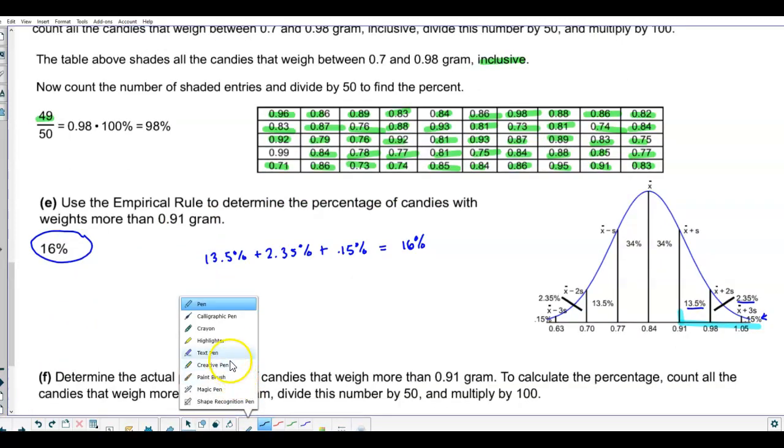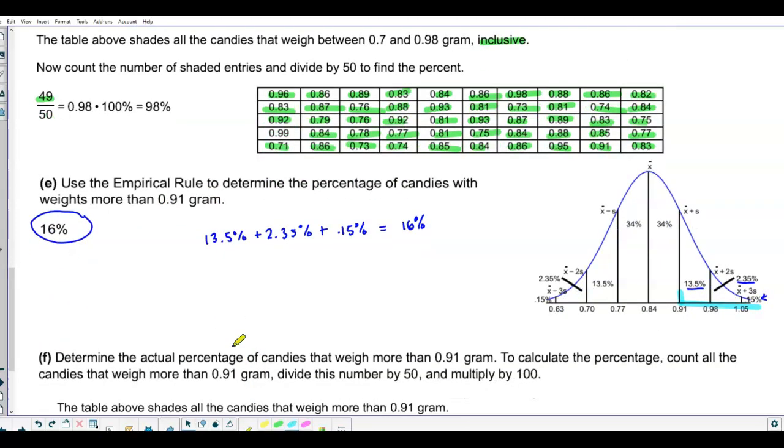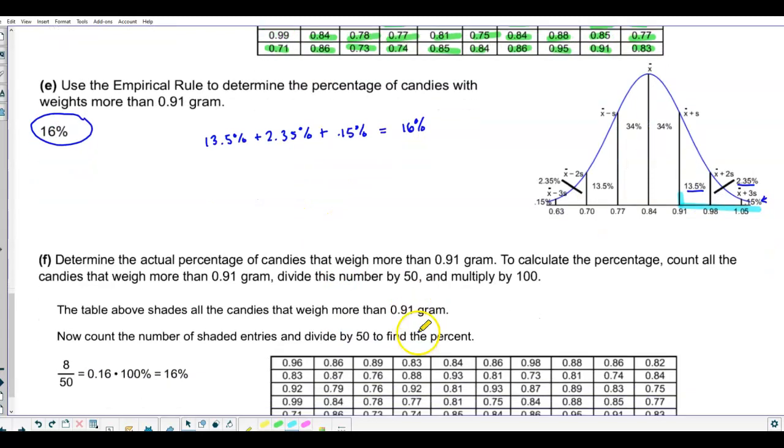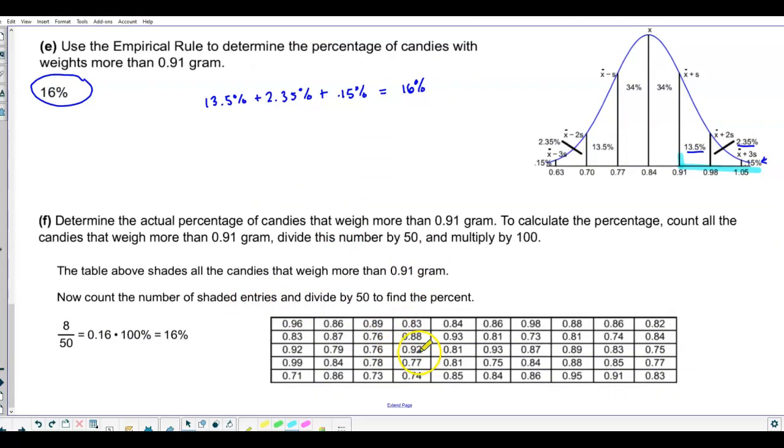Okay, now in part F, they want us to determine the actual percentage of candies that weigh more than 0.91 grams. So to calculate this percentage, we're going to count all the candies that weigh more than 0.91 grams, and then divide this number by 50. So in the table over here, we're going to shade all the candies that weigh more than 0.91 grams.